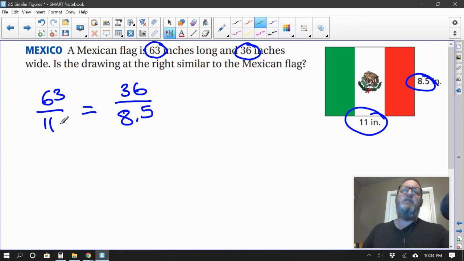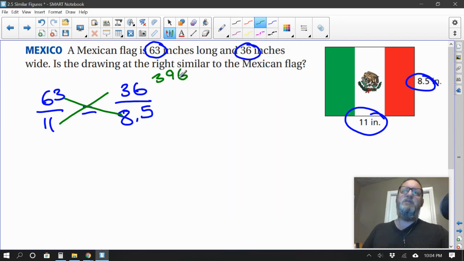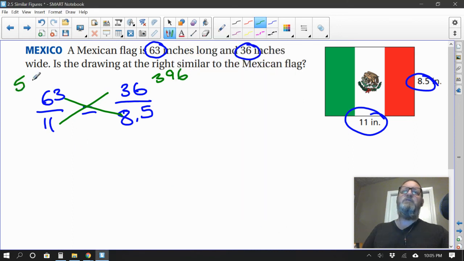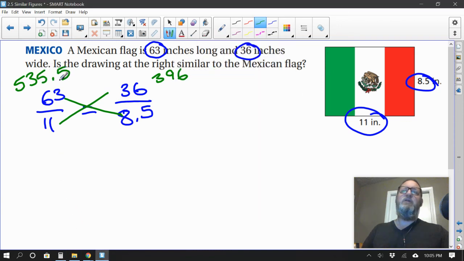All right, let's bring in the calculator and get our cross products. 11 times 36. 11 times 36 is 396. Okay. And now 8.5 times 63 is 535.5. Okay, so let me just make sure I set this up right, because wow, that's way off. So 36 inches long, I'm sorry, 63 inches long, and that's the length, and here's the other length, great. So 63 over 11, great. And then the short side of the actual flag over the short side of the drawing. Oh yeah, no. So they're not similar.